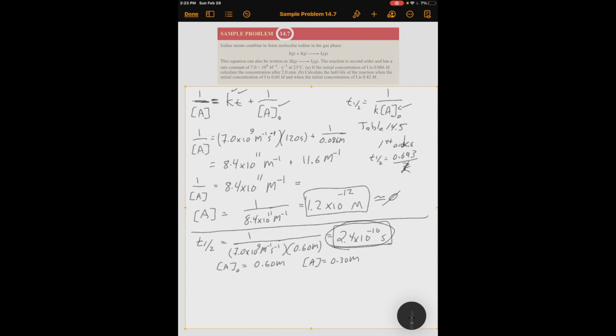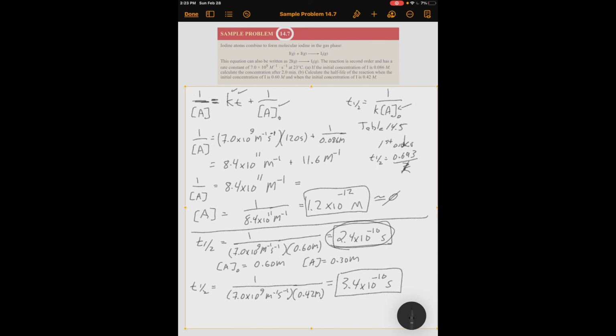So now let's try the second one. They just changed it to a slightly different concentration, 0.42. So 7.0 times 10 to the 9th, molarity minus 1, second minus 1, and then we're going to do 0.42 molar. It's not going to change it that much because the dominant feature in that formula is k for this problem because it's so large. 7 times 10 to the 9 times 0.42. We're going to take the reciprocal of that. So you get 3.4 times 10 to the minus 10 seconds.